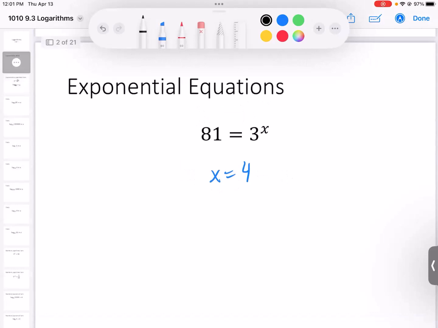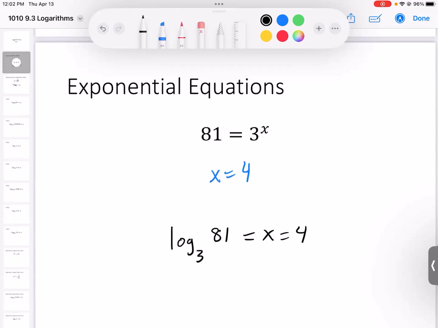So if we went back to this equation, the way that we would write this exponential equation in logarithmic form is we'd write it as log base 3 of 81 equals x. And we figured out that x equals 4. This is called logarithmic form. The first equation is called exponential form. So logarithms basically help us find the exponents when we have a variable in the exponent. Any questions on that so far?